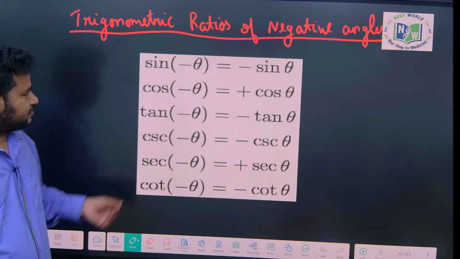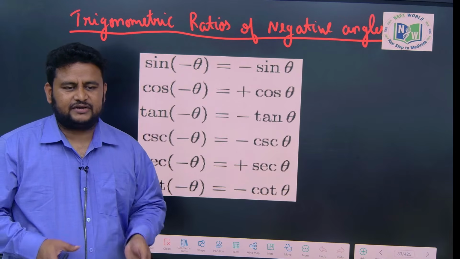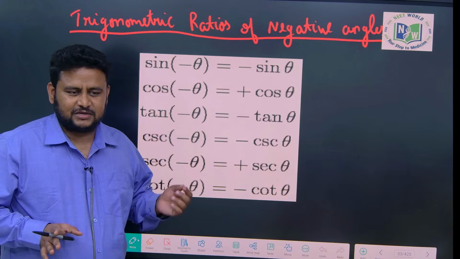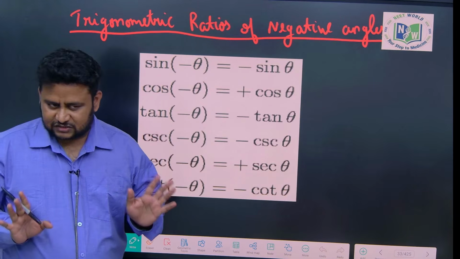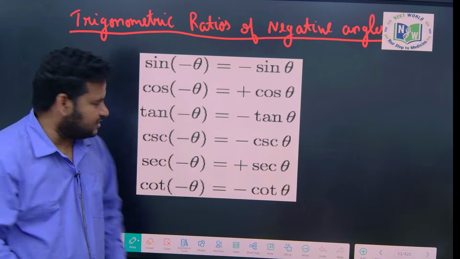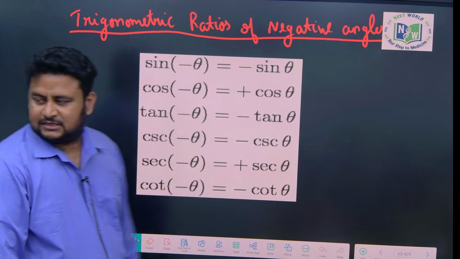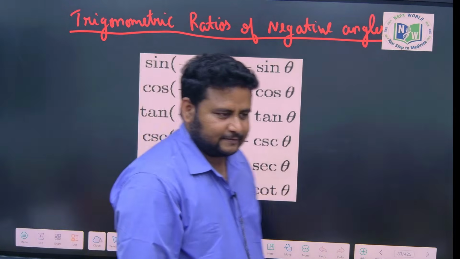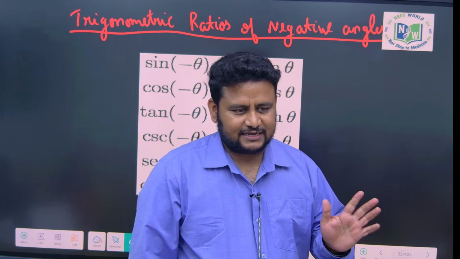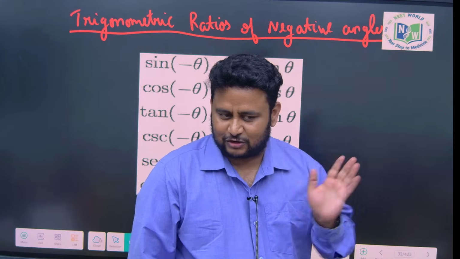Now cos is a different person. It will not throw out negativity, it will keep it within itself. So cos of minus theta is cos theta. Since cos of minus theta is cos theta, secant of minus theta will be secant theta only. The difference is only in cos and secant. The others are normal persons; they throw out negativity.